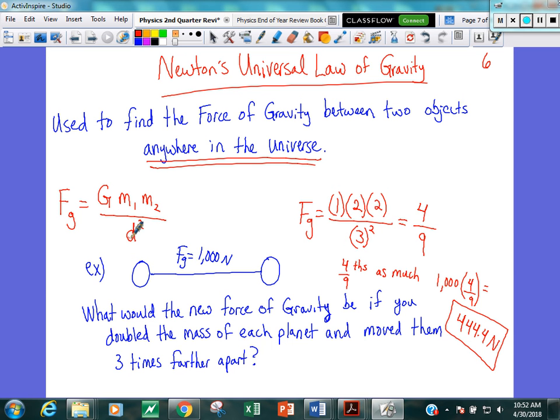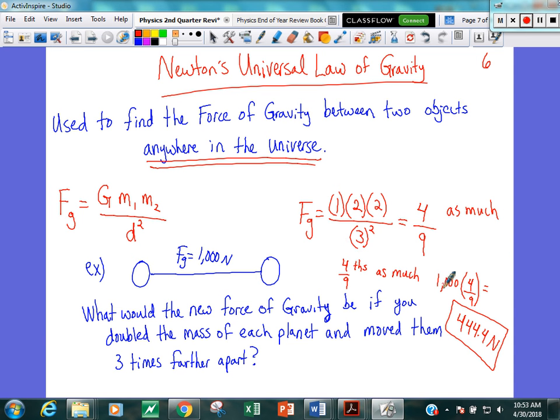Divided by d squared. Now d, if you're tripling the distance, you put a 3 in for d, but then you still got to square it. So that becomes 9. So on the top, 1 times 2 times 2 is 4. On the bottom, it's 9. So guys, is this your answer? Is it now 4/9 newtons? Almost. It's 4/9 as much as it was before.